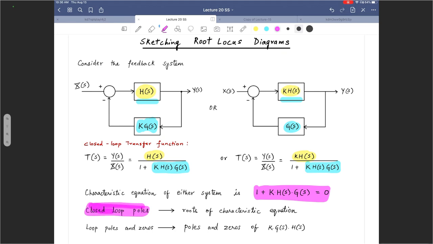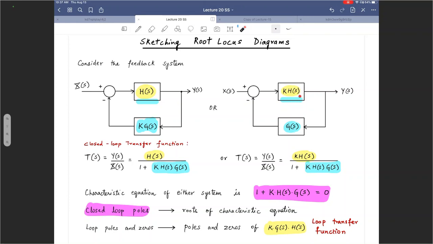Now, there are also loop poles and zeros. The loop poles and zeros are the poles and zeros of k times g of s times h of s. This is referred to as the loop transfer function. So one is the closed loop transfer function, which means that the path is closed and there is some sort of feedback that is connected back to the input side. The other is simply the transfer function of the loop.